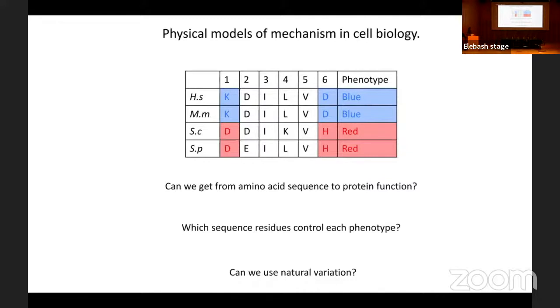I wanna know which sequence residues control each phenotype, and can we use natural variation? Embarrassingly, this is a slide actually from my thesis defense. And I'm still obsessed with exactly the same questions. So I realize that I'm kind of myopically focused and haven't really changed what I do in a long time. It was a bit of a surprise. I only found this slide earlier today and I was kind of taken aback.